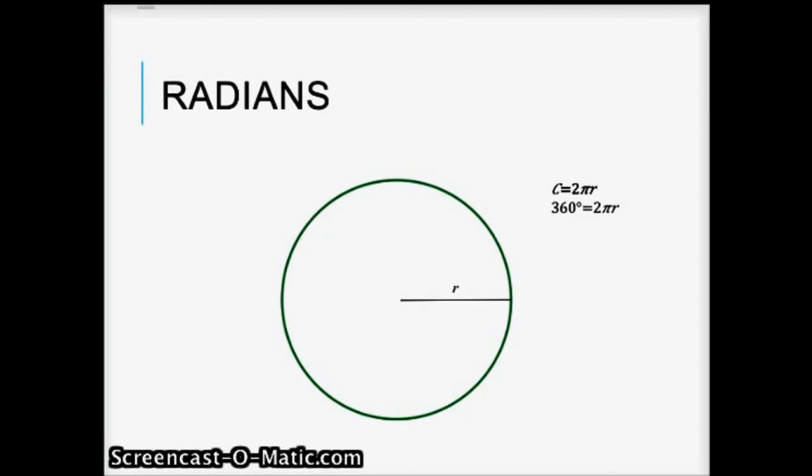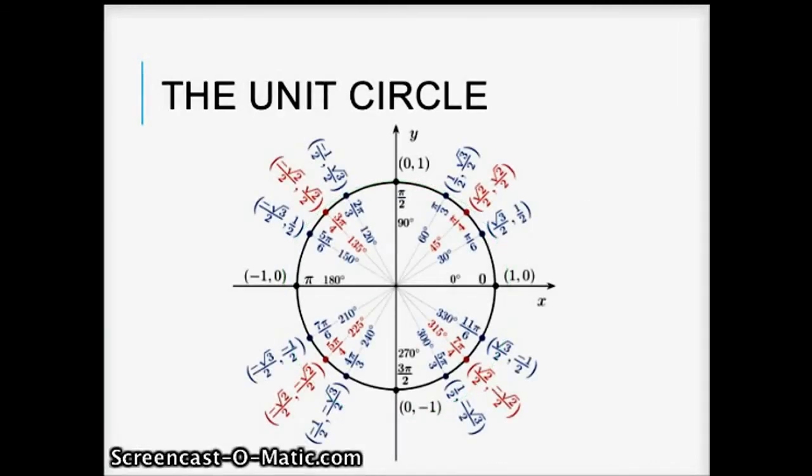For example, if we are trying to convert a 30-degree angle to radians, we will put 30 degrees over 360 degrees is equal to our unknown radian measure over 2 pi radians. By multiplying both sides of this equation by 2 pi and reducing, we find that the radian measure of a 30-degree angle is pi over 6. In a similar fashion, we can find the radian measure of each of the angles listed.